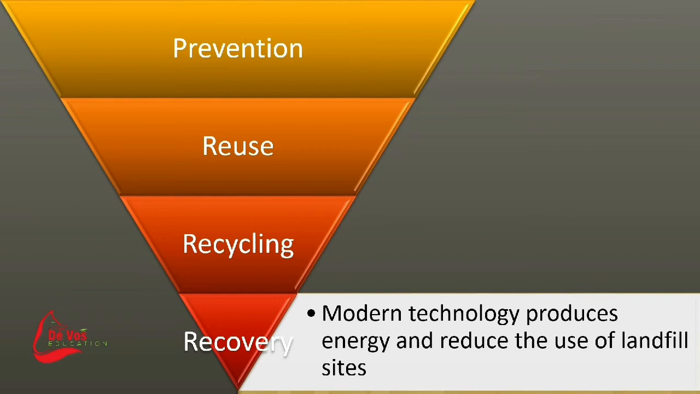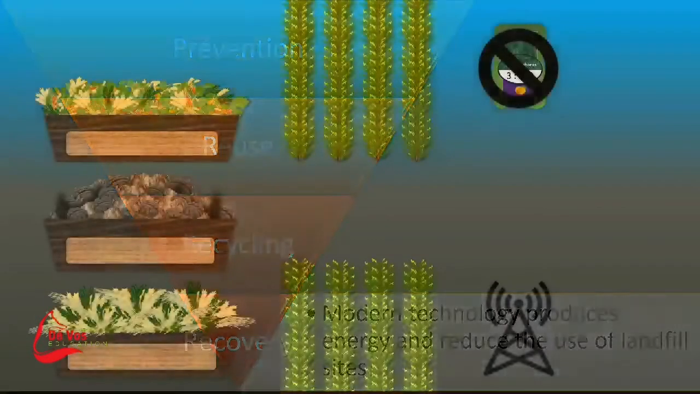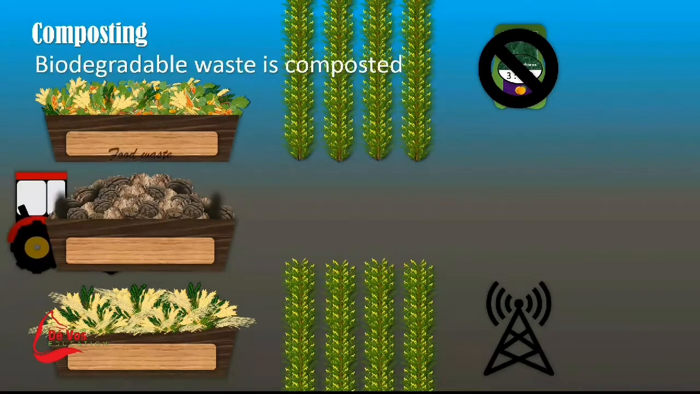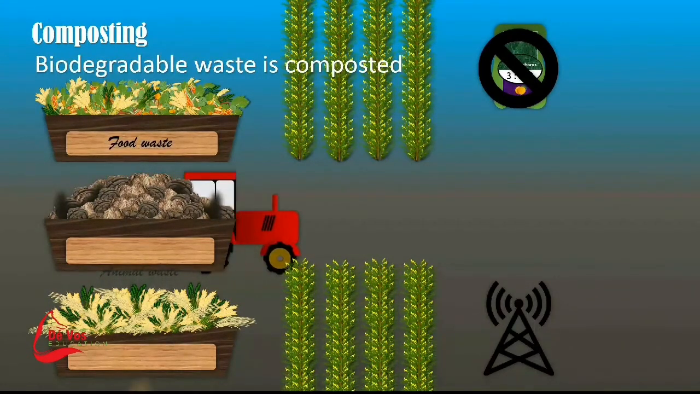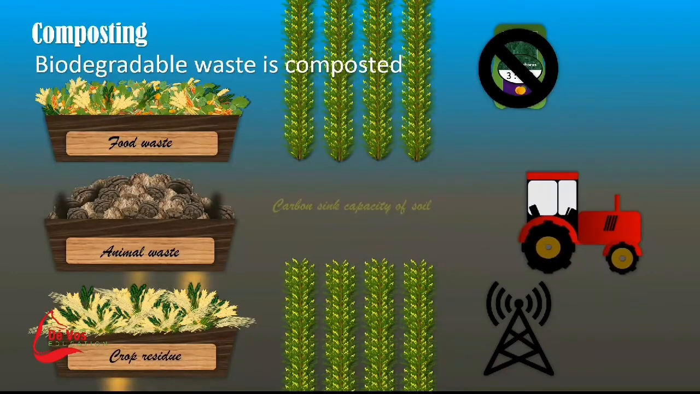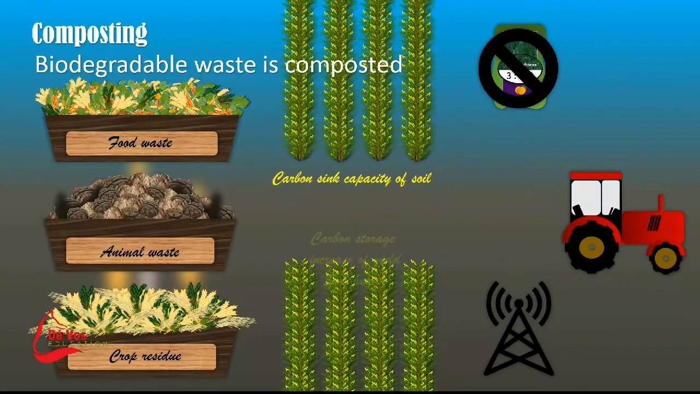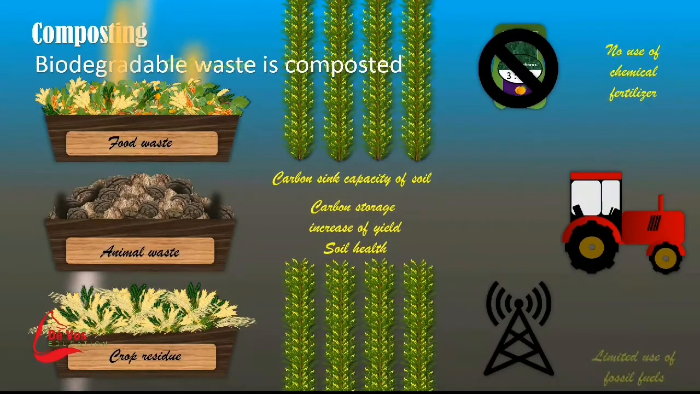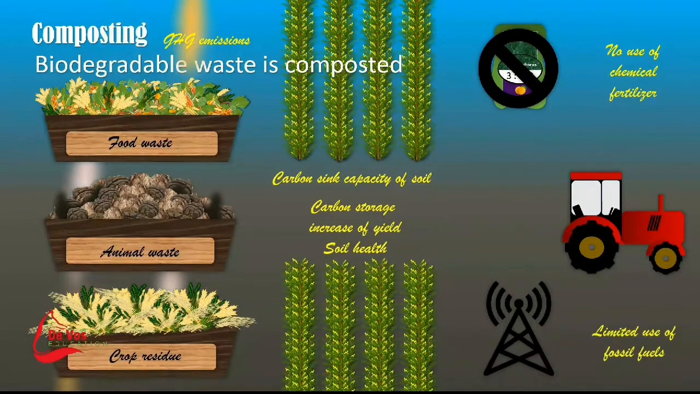Recovery can take place because modern technology produces energy and can reduce the use of a landfill site. One method of recovery is composting, where biodegradable waste is composted. This can include food waste, animal waste, or crop residue. They provide a carbon sink, capturing the carbon dioxide in the materials for long-term storage. Carbon storage will increase the yield of the soil health in the process.